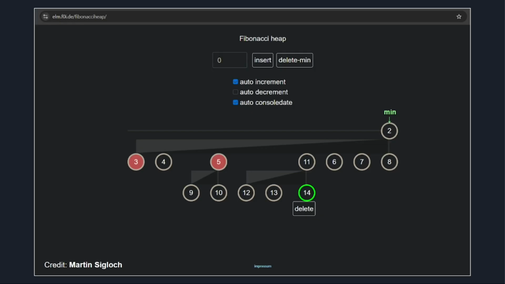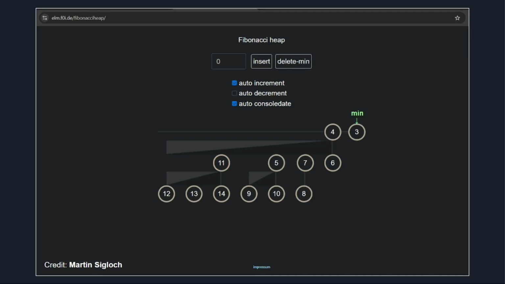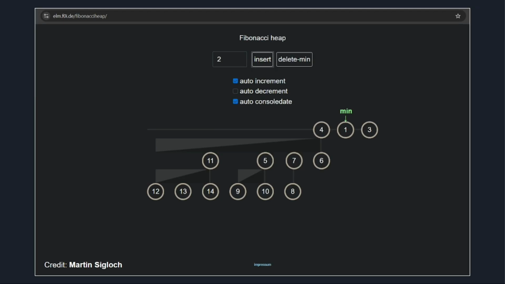This is the website tool which gives us a better understanding and visualization of the Fibonacci heap. Also, credit to the person who created this. As you can see, the minimum node is highlighted at 2. If we delete the minimum node, it sets the new node to be 3, which is the minimum node in the entire structure. For example, if I add a new node which is 1, it sets that as the minimum node. So that means the Fibonacci heap balances its structure.